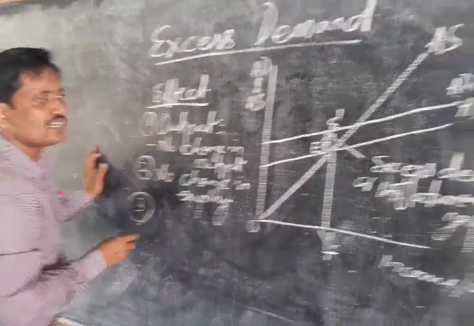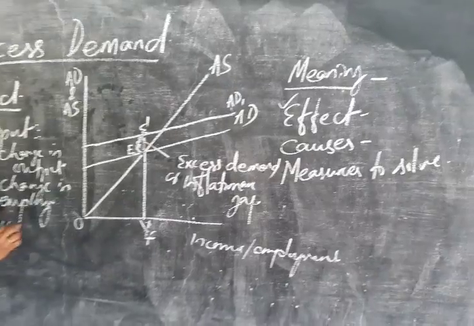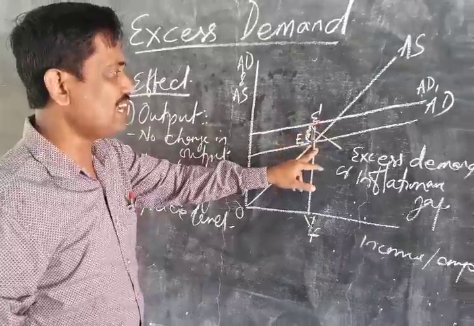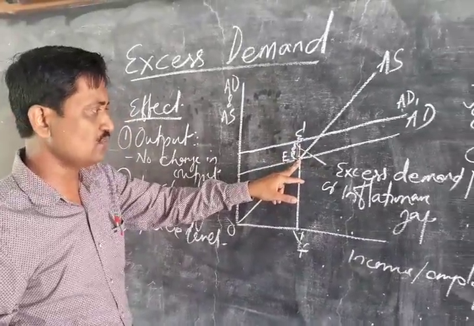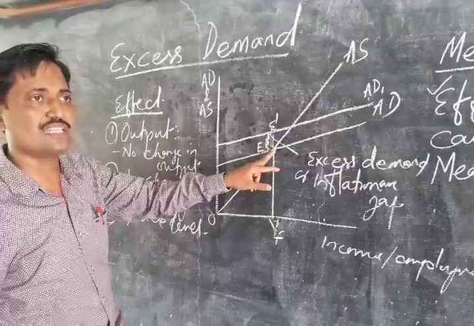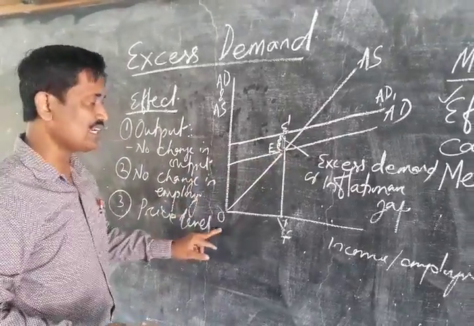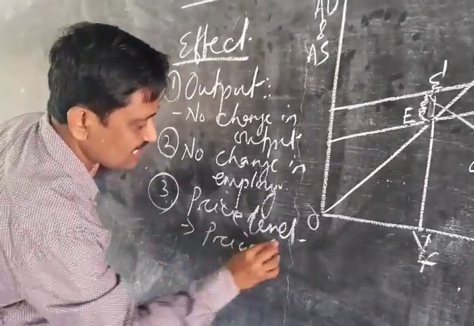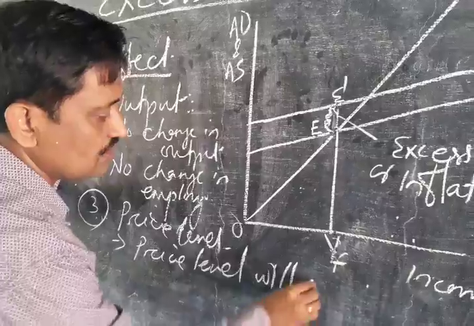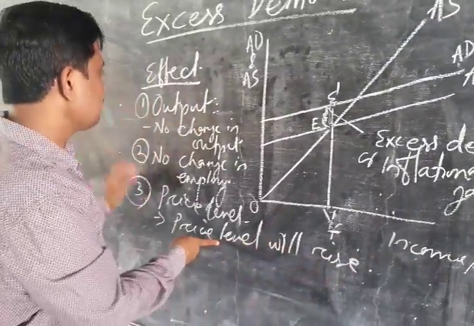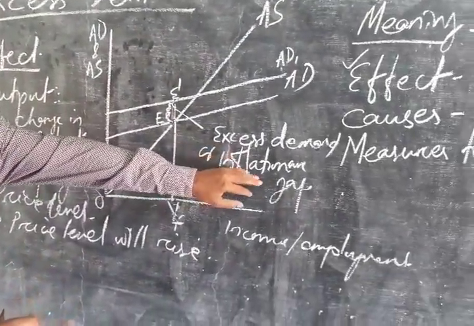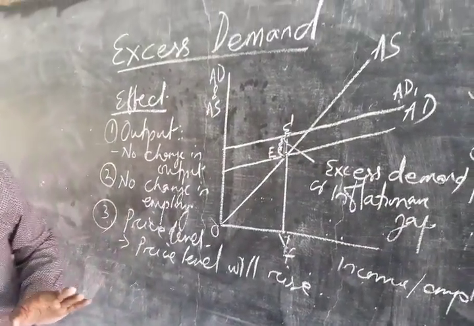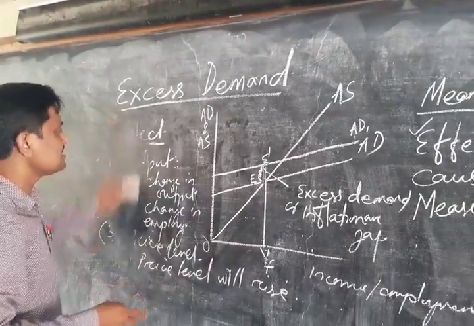The third one relates to price levels. So what will happen here? When demand is more than the supply in the economy, the general price level will rise. So the price level will rise. This is the effect of the inflationary gap. These are the general effects of your inflationary gap or excess demand.